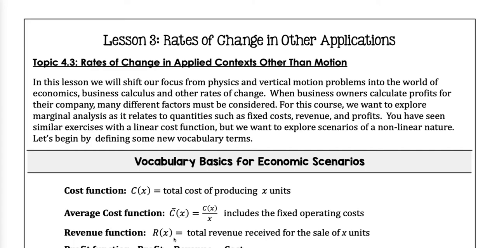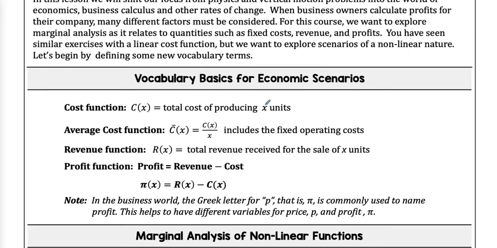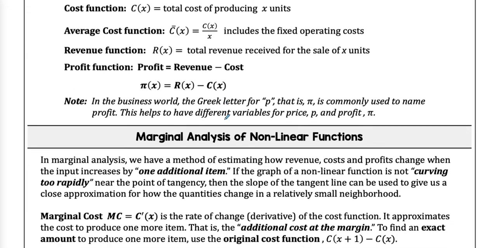This section is technically review as well, but it feels really scary when you first look at it because there's a lot of terms you've probably never really run into unless you're in some sort of a business class. This section is called Rates of Change in Other Applications. The first 2 to 3 pages are all about business, like costs, revenues. I'm not even going to pretend that I can explain what a lot of these things are.